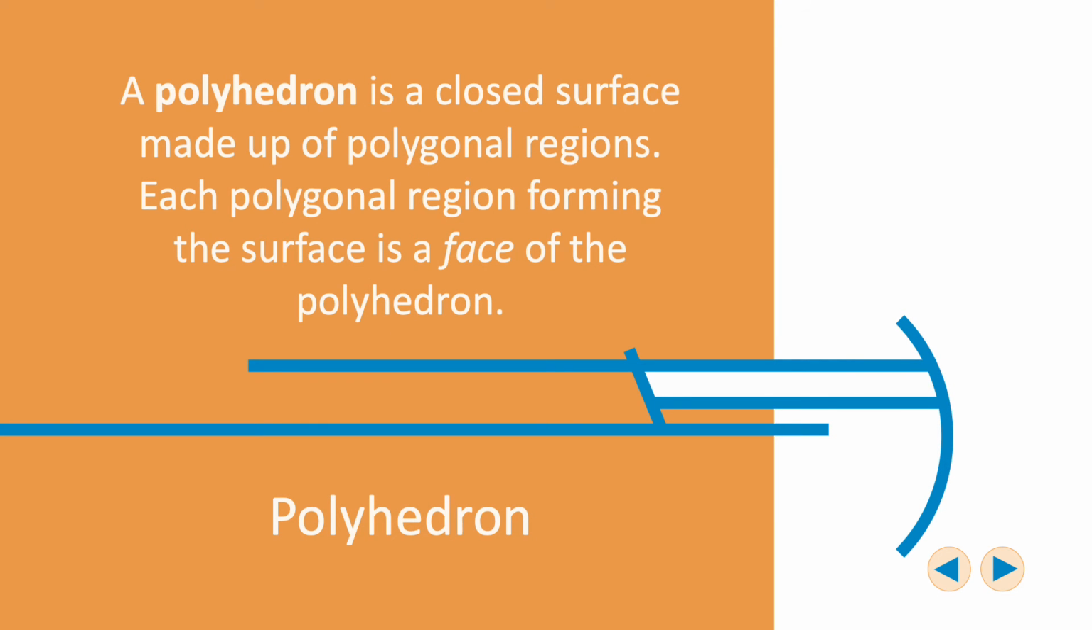All right, this is the fun bit. Let's look at different types of polyhedron. So a polyhedron is a closed surface that is made up of polygonal regions. The regions form the faces of the polyhedron. I'm sure you already know some polyhedrons, and we're going to look at how we classify them in just a moment.